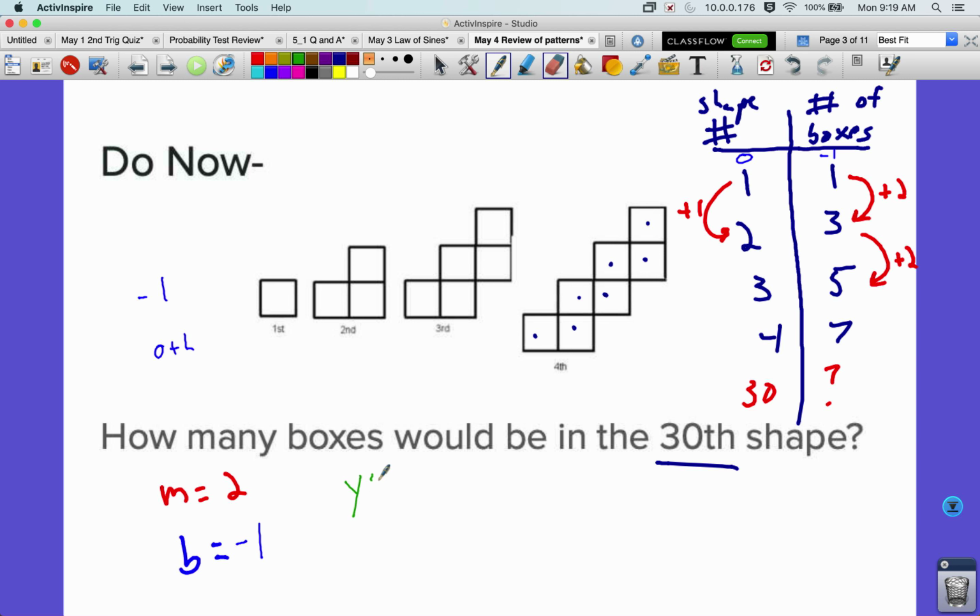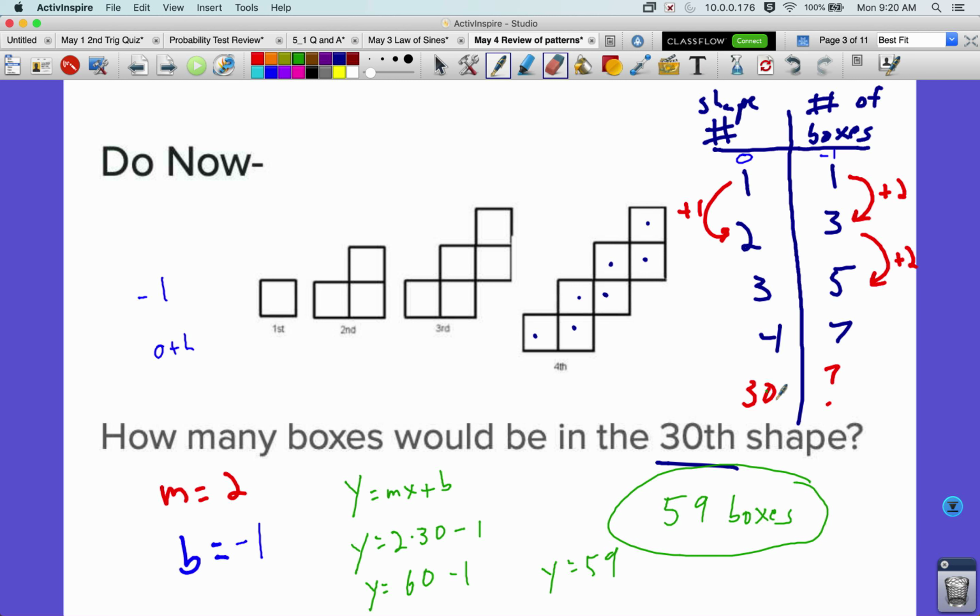So now I can say y equals mx plus b, where 30 goes in for x, so y equals 2 comes in for m, times 30 for x, minus 1 for b. Here, let me fix this, it looks bad. y equals mx plus b. All right, so y equals 60 minus 1, y equals 59. There would be 59 boxes in the 30th shape.